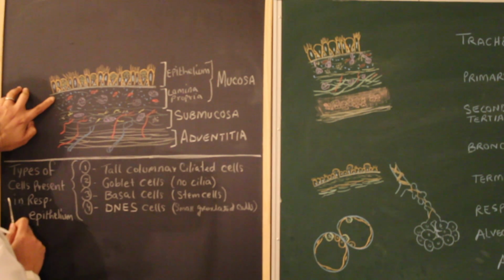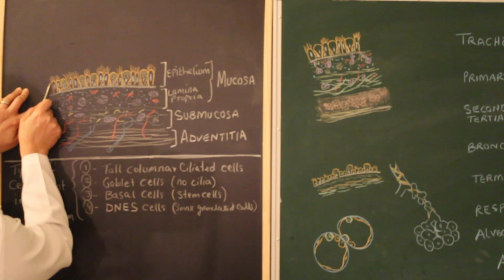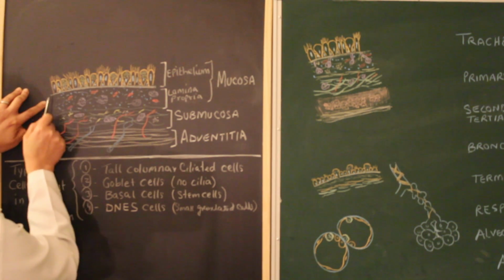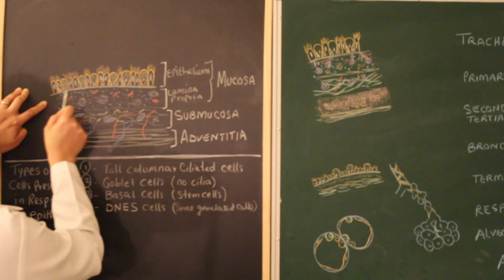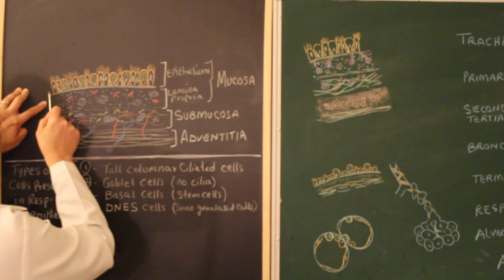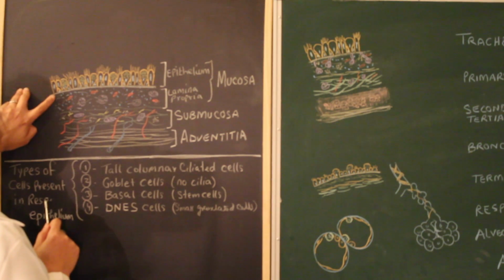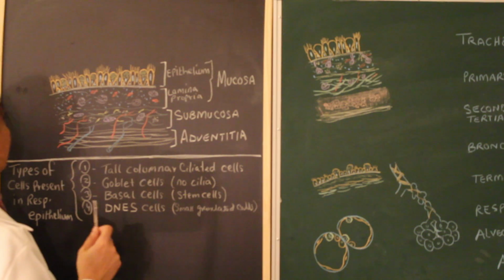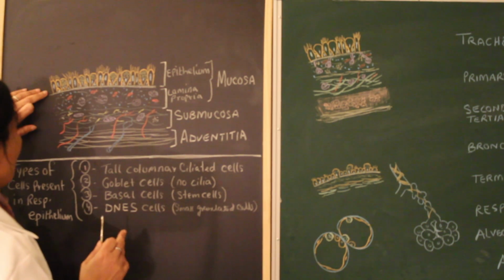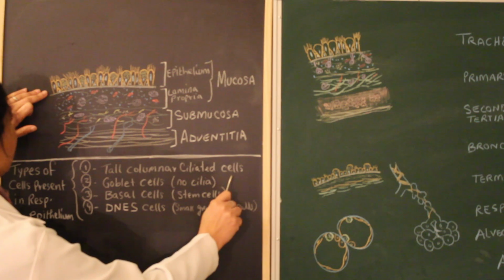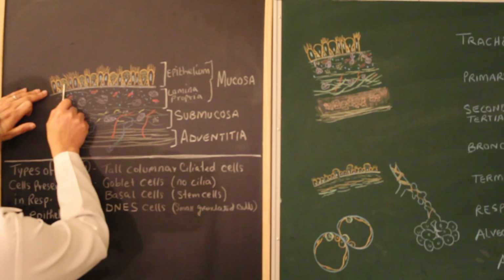So every cell has a basal part and an apical part. The apical part is facing the lumen, and the basal part is resting on this white line, which is the basement membrane. This line represents the basement membrane of the epithelium. Then there are 4 different types of cells present in a respiratory epithelium in general. Tall columnar ciliated cells, and the goblet cells with no cilia.